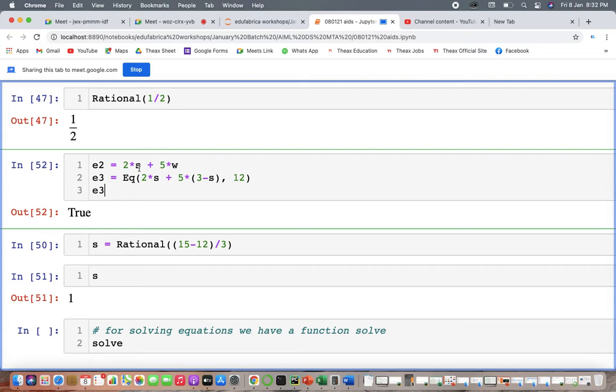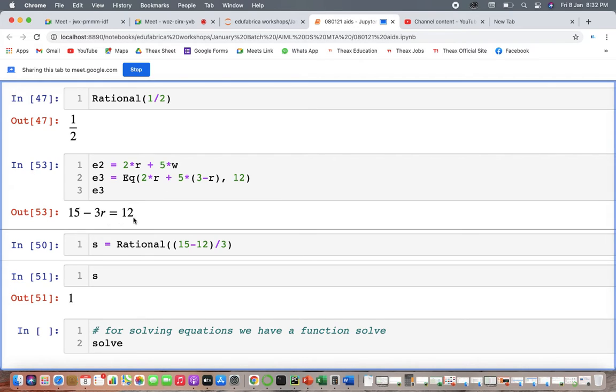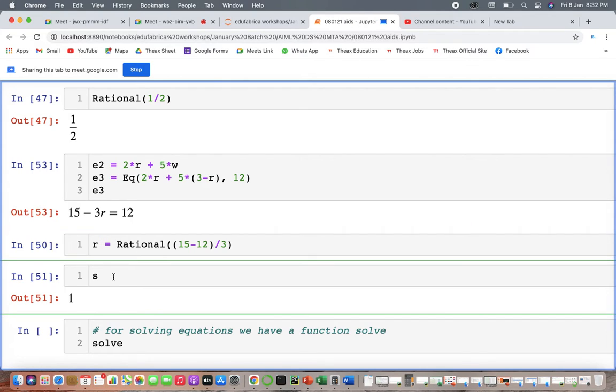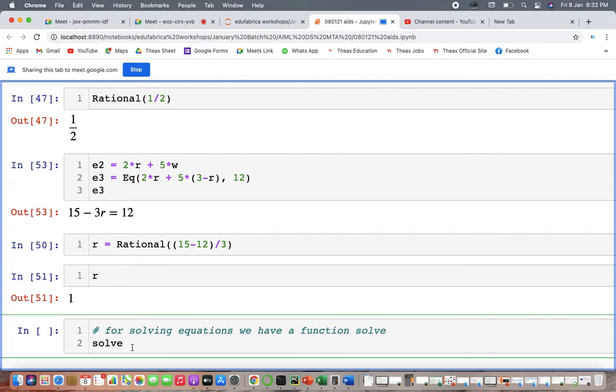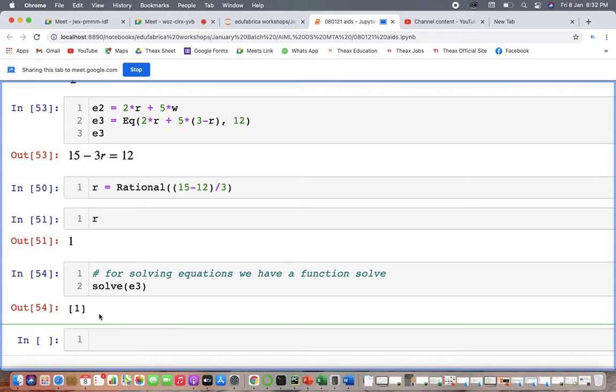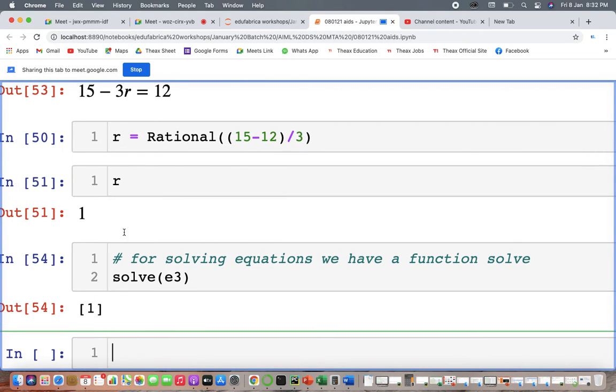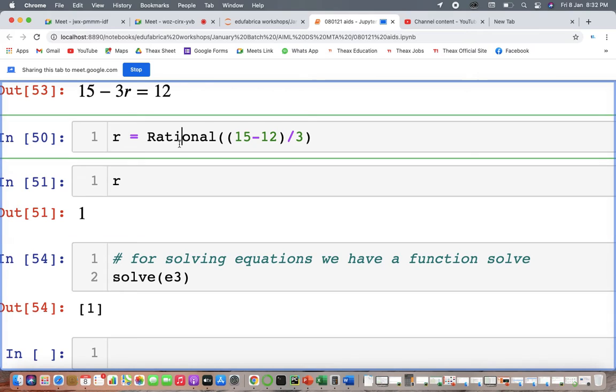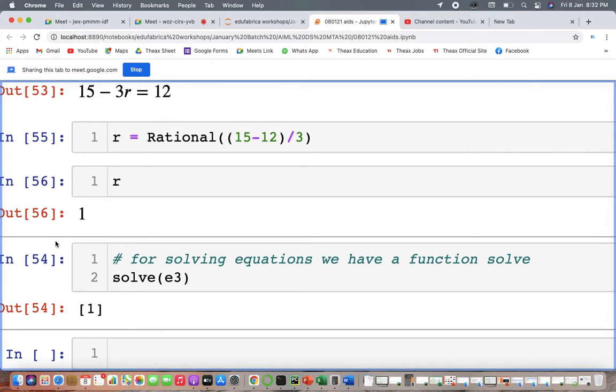So let's change something. 15 minus 3r is equal to 12. Now the r value will be equal to this, right? And then we'll print the value of r. So we need to solve the equation E3. So the value you are getting directly is 1. Or else you can just run it from here to see the value. That can be solved, and you can also use quadratic equations, a lot of good questions.